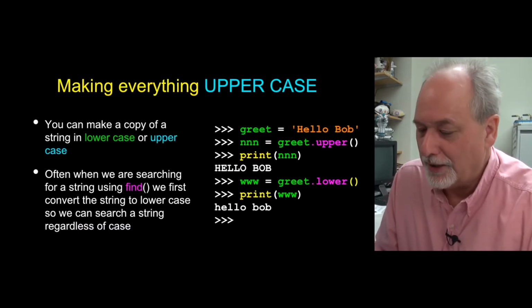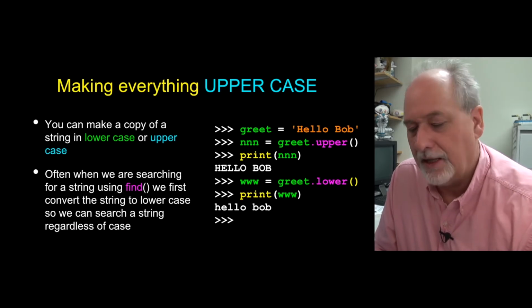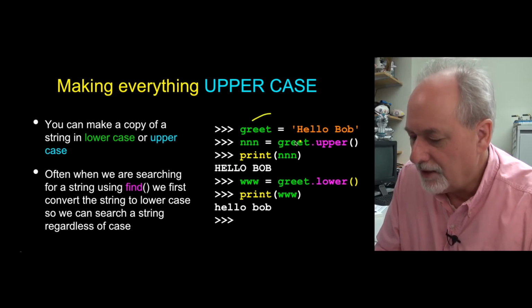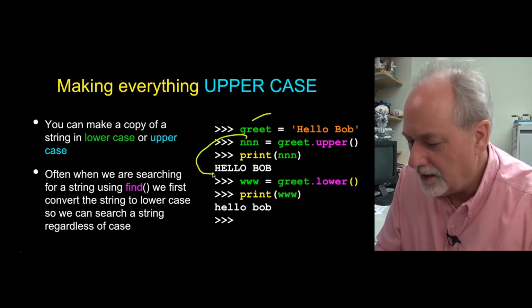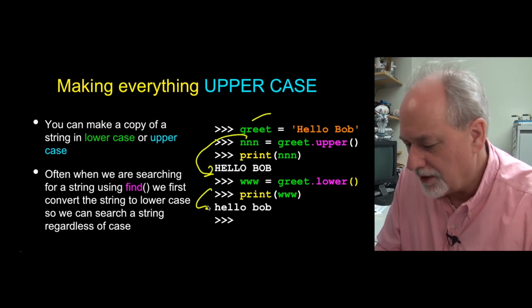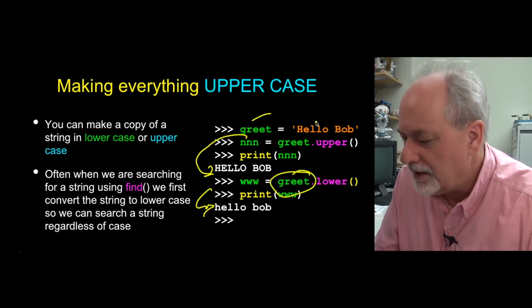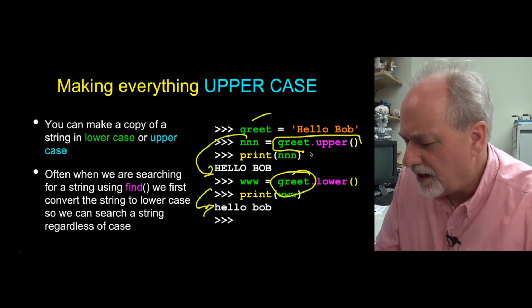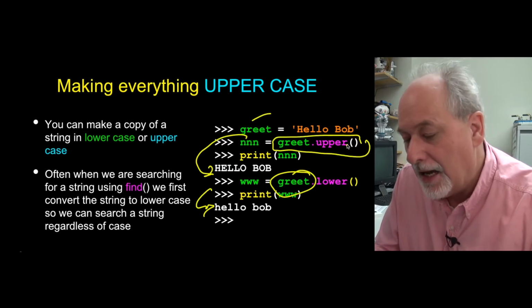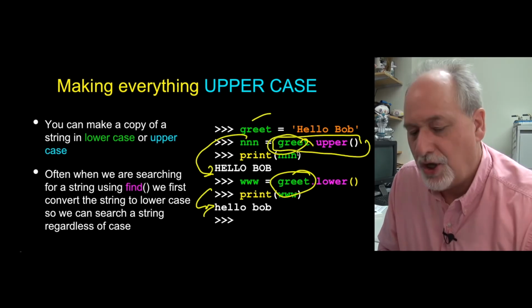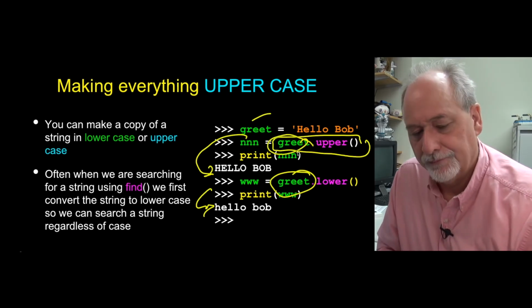Converting things to upper or lower case, there is an upper method and a lower method. So greet.upper means the uppercase is HELLO BOB. Greet.lower means the lowercase is hello bob. And greet is unchanged. Greet is still Hello Bob with upper and lower, because each of these methods basically says, I'm going to give you back an uppercase copy or a lowercase copy of the original thing without changing the original thing.